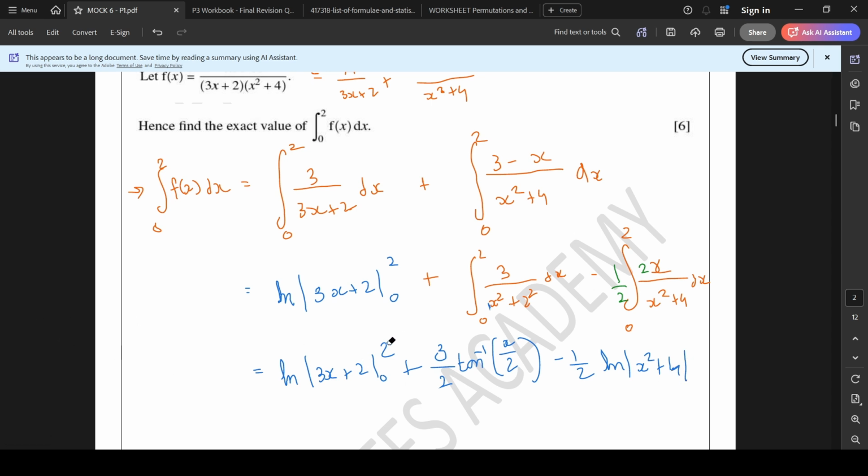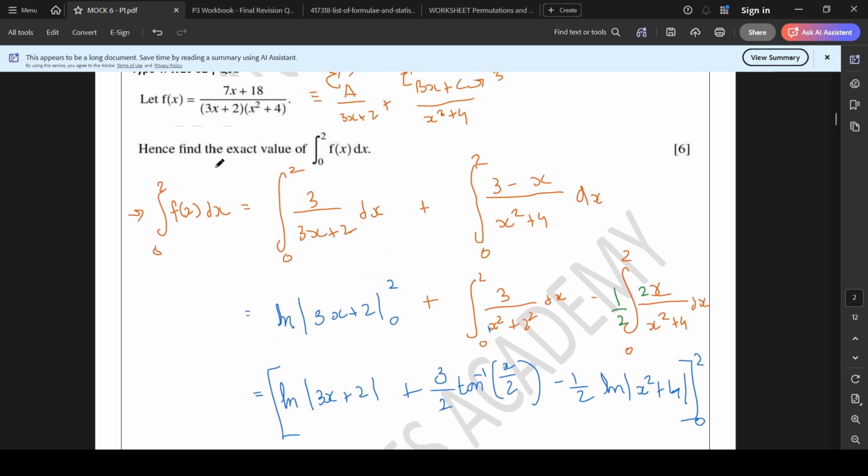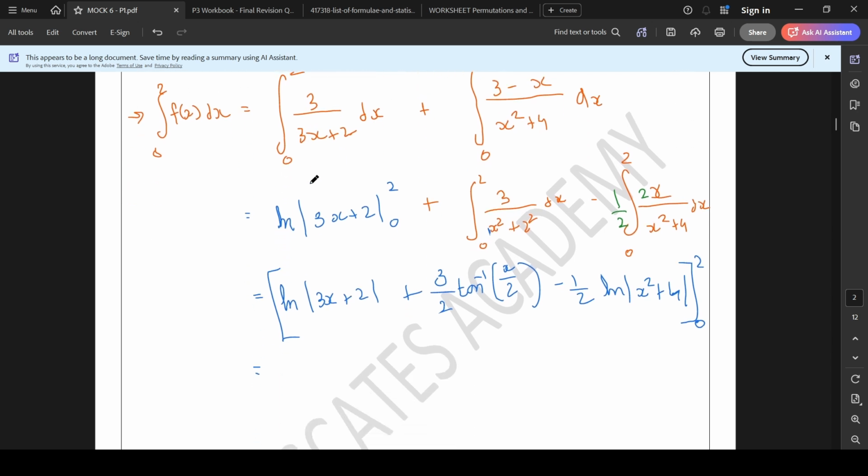And now what I can do is remove this, and apply the limits everywhere from 0 to 2. So let us start. Do we need to find the simplified version? No. But being a student and practicing it, I always recommend that you convert it into the simplified format, even if it's not asked. So if I put 2 over here, it will become 6. 6 plus 2 is 8. So ln of 8, then tan inverse of 1 is pi by 4. So this will become 3 by 2 times pi by 4.